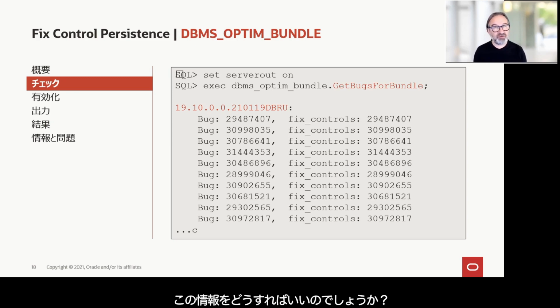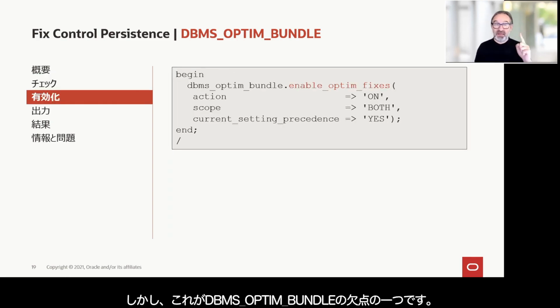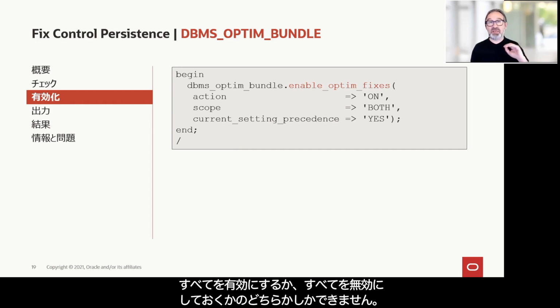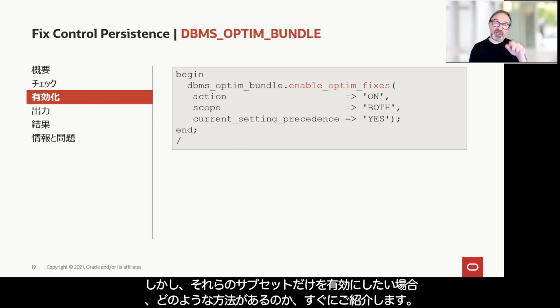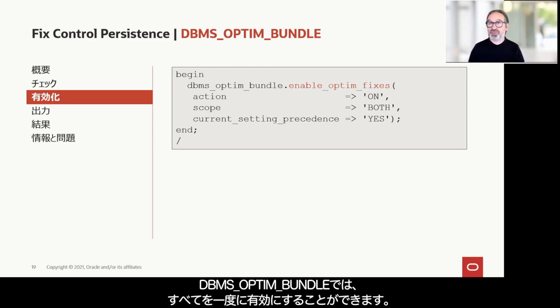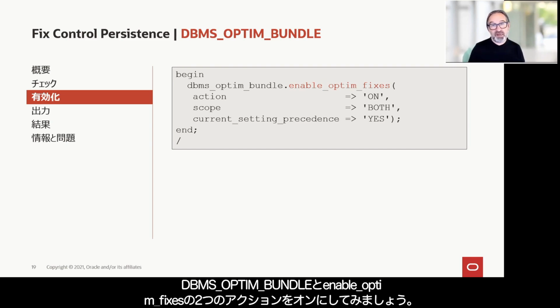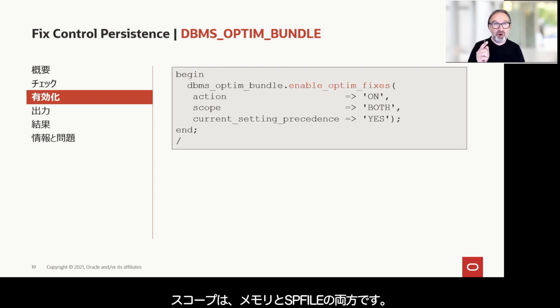What do we do with that information? We can enable them, but, and this is one of the flaws of DBMS_OPTIM_BUNDLE, we can enable only either all of them or keep all of them disabled. But I'll show you in a second, or explain in a second, what you could do if you want to enable just a subset of them. But DBMS_OPTIM_BUNDLE allows you only the everything-at-once approach. We say DBMS_OPTIM_BUNDLE.ENABLE_OPTIM_FIXES, action ON, yes, turn them on, scope BOTH for memory and SPFILE.